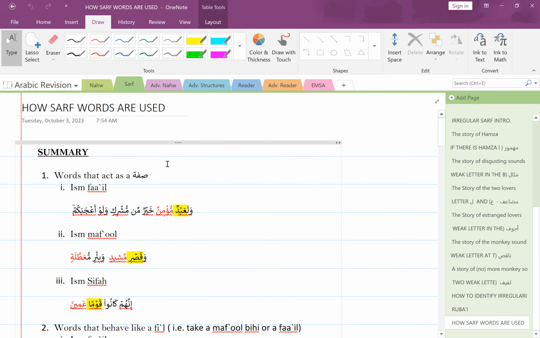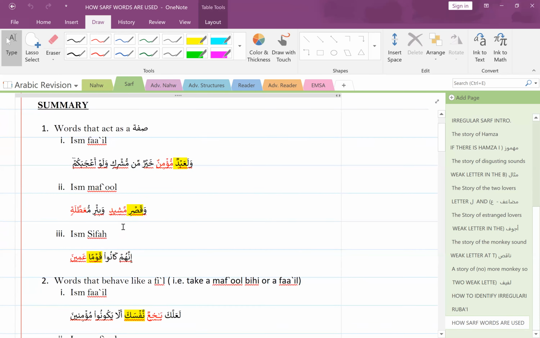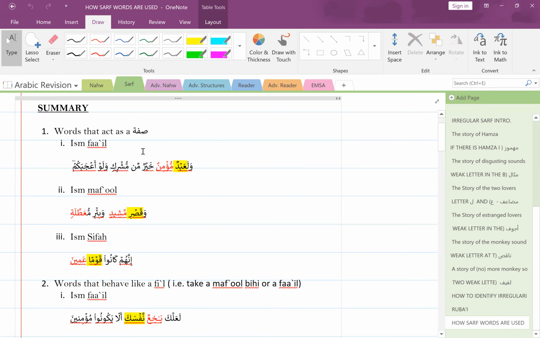So how sarf words are used. We've done sarf, we've done all the different sighas. We know what an isim fa'il is, we know what an isim maf'ul is, we know what a sifa is, we know all these different parts of sarf. But how are they used? Sometimes, and this is also in your textbooks, you can have words that behave like a sifa. Certain sarf words are used as sifas.